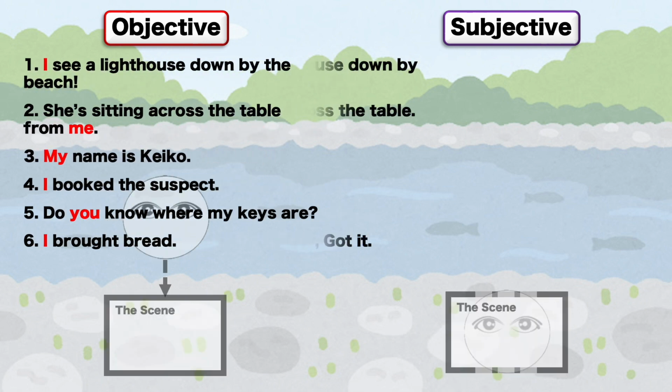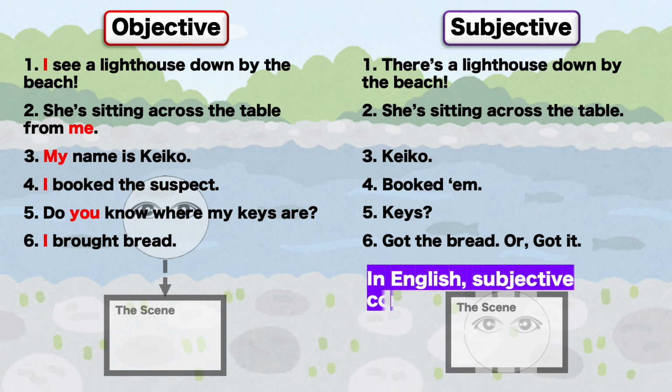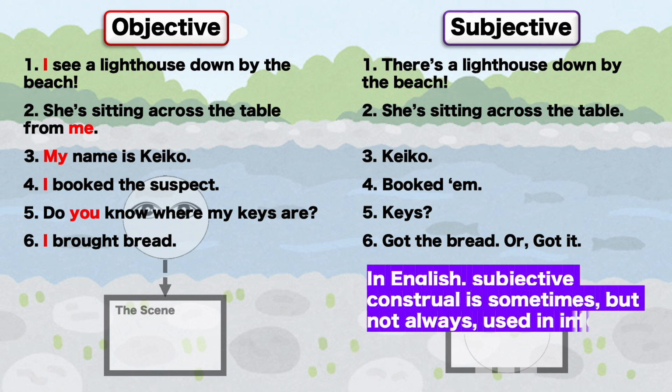Let's look at these examples of English sentences framed objectively and subjectively. In subjective language, other information and words may also be left out when they can be understood from the context. So as you can see from these examples, in English, subjective construal happens, but mostly in informal situations. This puts the focus on the action.